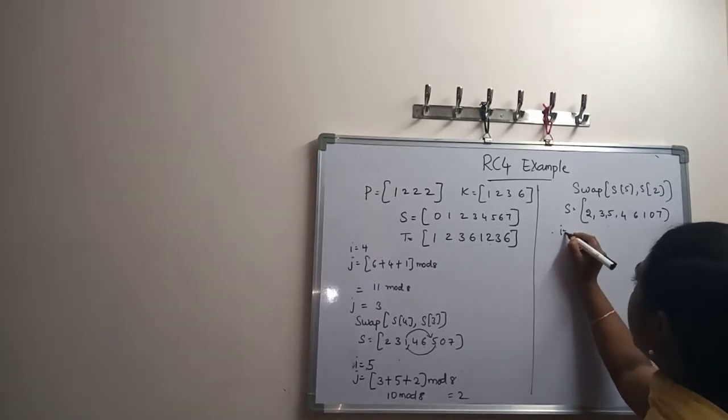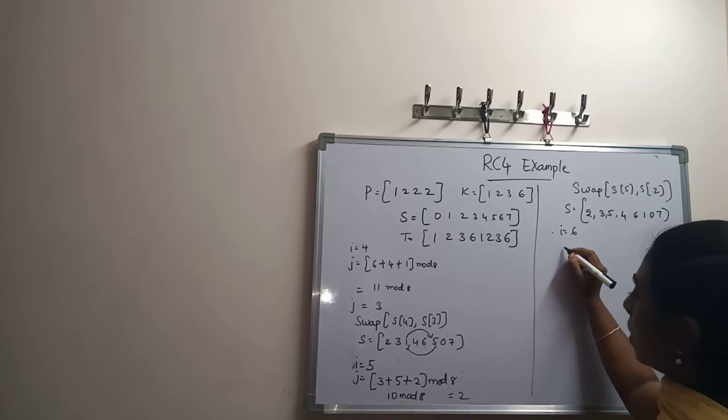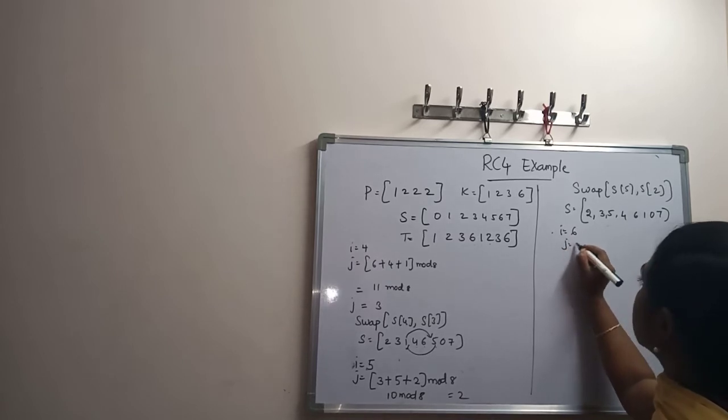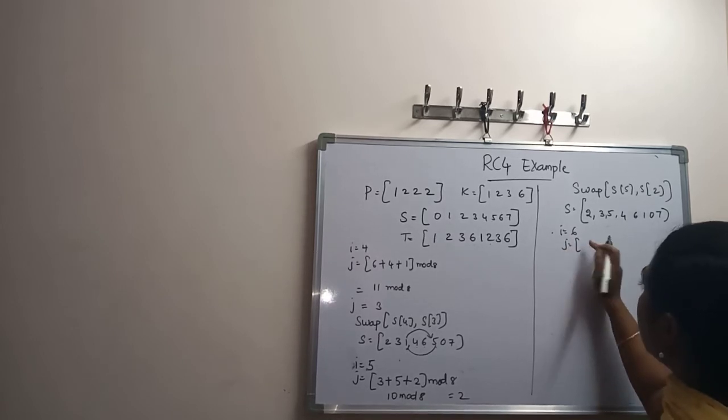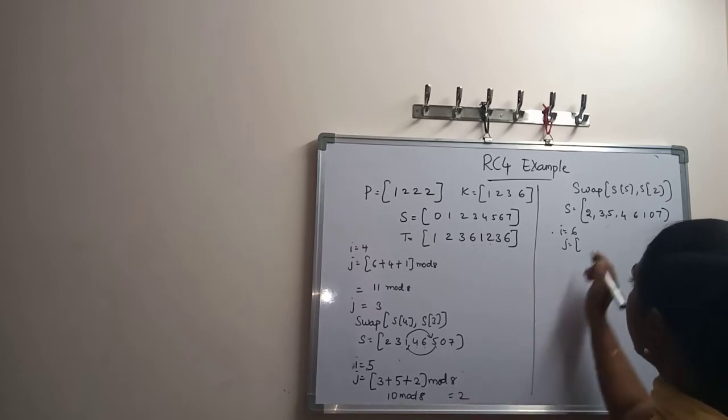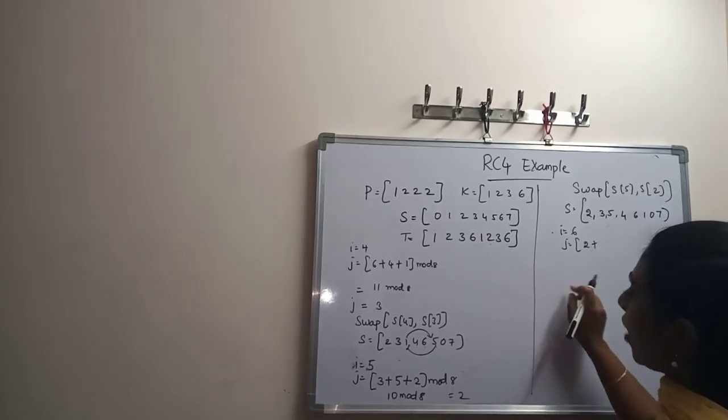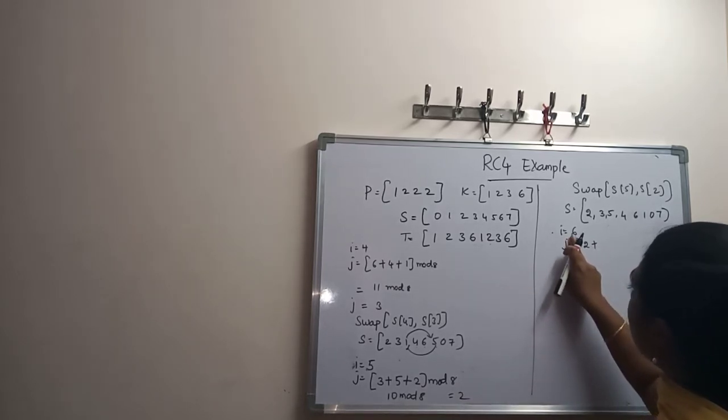Then i is equal to 6. For i is equal to 6, what is the j value? Now the j value is equal to the previous value, that is 2, plus S of i value. S of i value is 6.